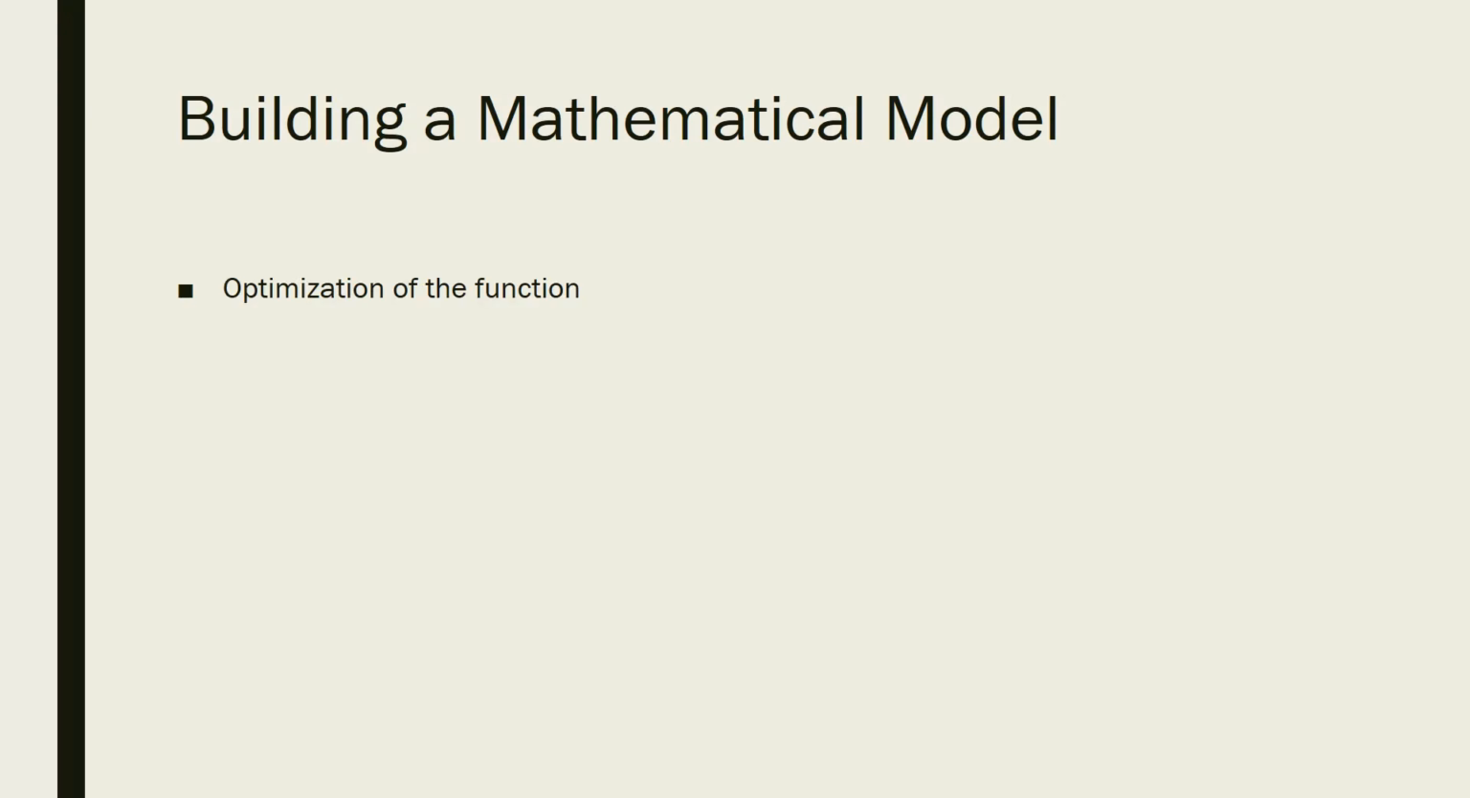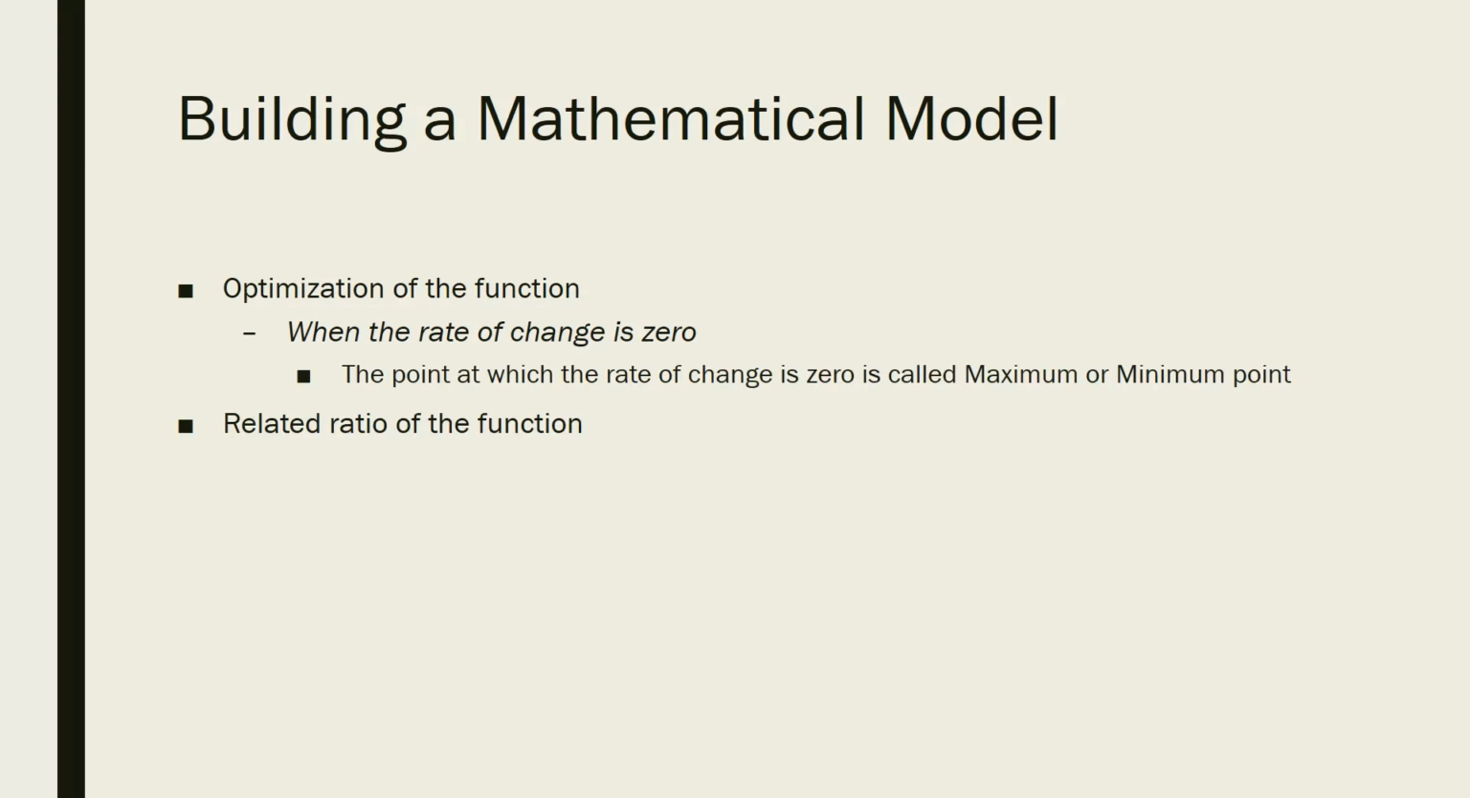Our first topic will be optimization of the function. It is when the rate of change is zero. It is the moment when there is no change in the value of the function. The point at which the rate of change is zero is called a maximum or minimum point.